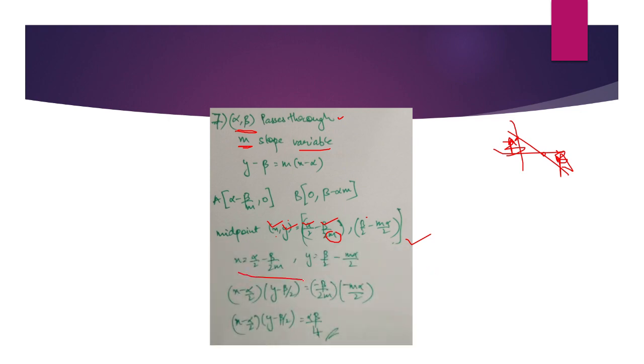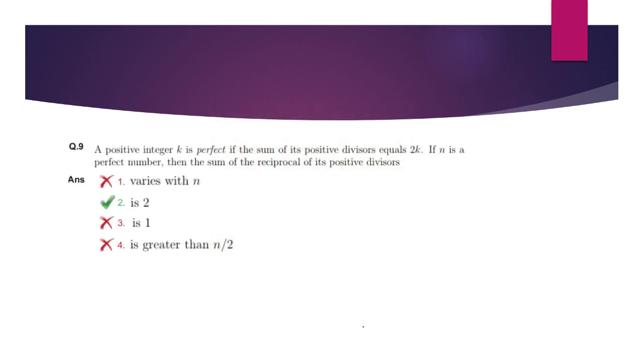See, x is this, y is this. So I did x minus alpha by 2 multiplied by y minus beta by 2. If you multiply, you'll get minus beta by 2m multiplied by minus alpha m by 2. The m gets cancelled, and we get alpha beta by 4, which is the equation of a hyperbola. Hence, hyperbola is the answer.